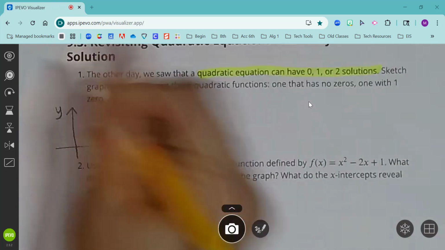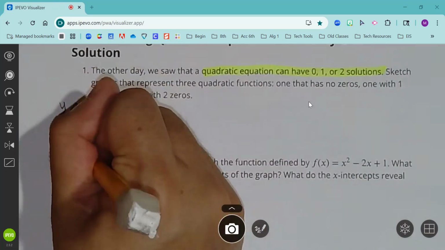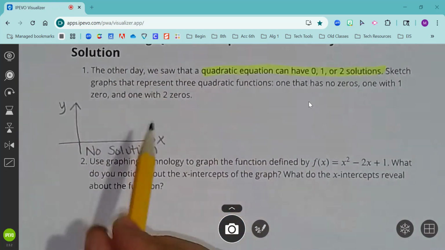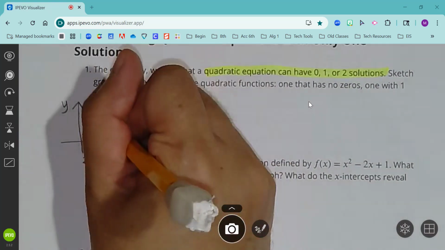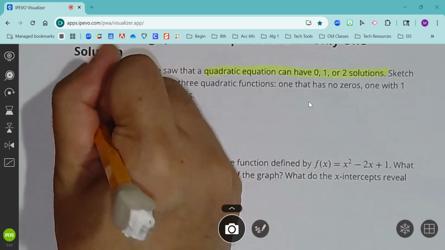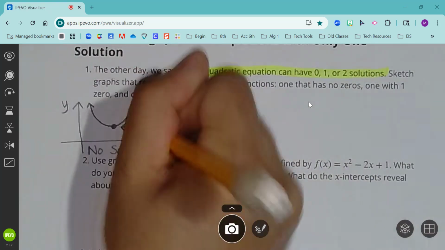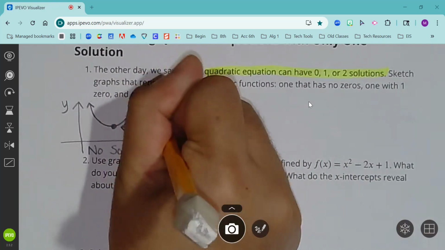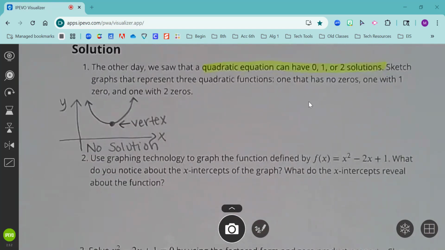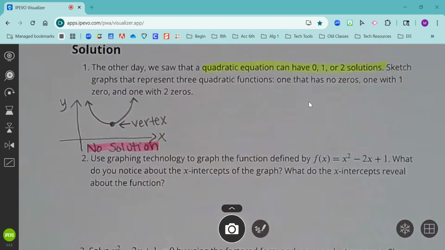Okay, so that's my Y, that's my X. The idea of a quadratic with no solution is that you would not have anything crossing this x-axis. So you'll have a parabola that will look like this. Okay, and you'll notice that's my vertex there. But you'll notice nothing crosses that x-axis. So that would be no solution because it does not cross that x-axis at all.